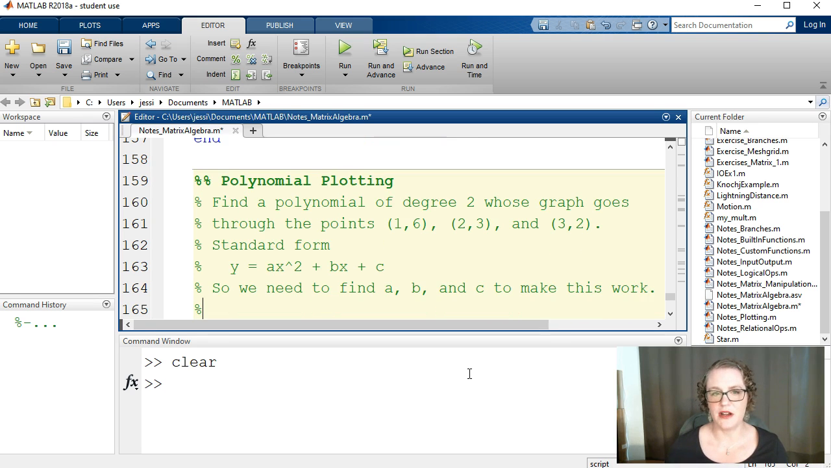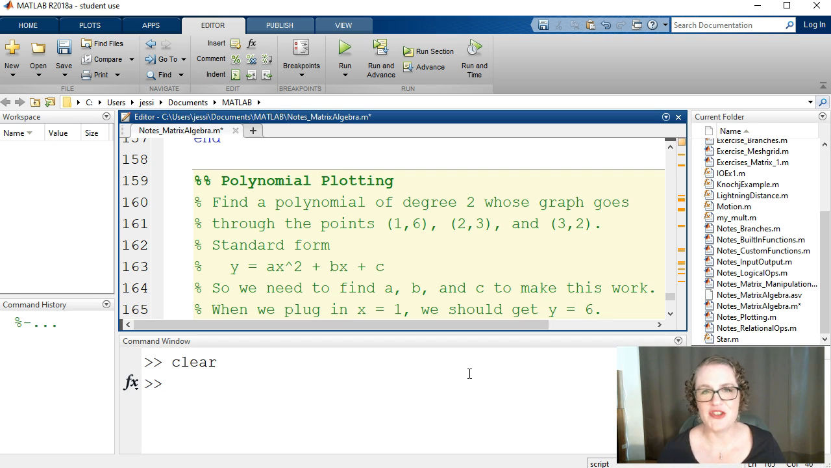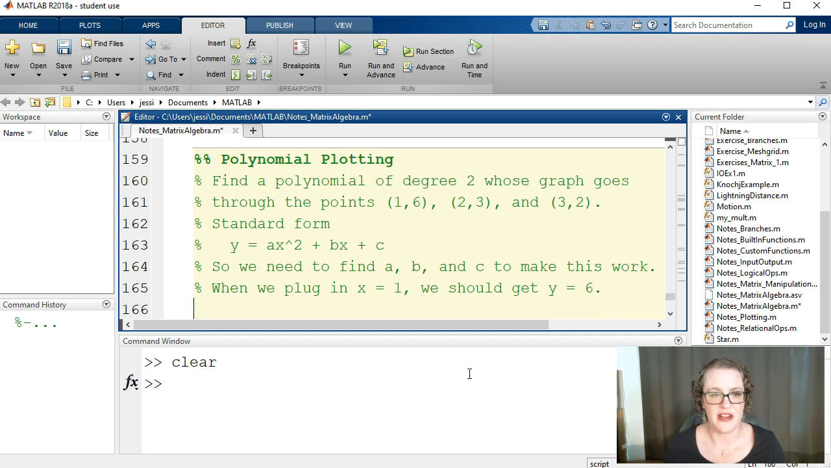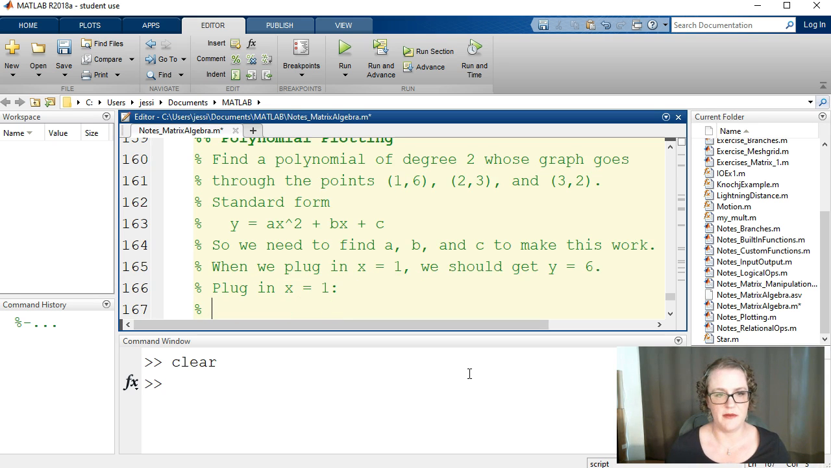And what do we mean by work? When we plug in x equals 1, we should get y equals 6. Just 6. We know those two numbers go together. So look at what happens when I write this down. I'll move the y equals 6 to the right-hand side and plug in x equals 1 on the left-hand side. We get a times 1 squared plus b times 1 plus c equals whatever the y value is.